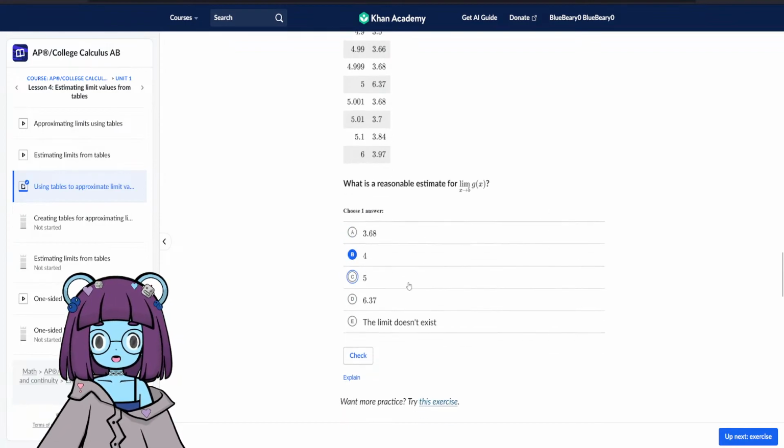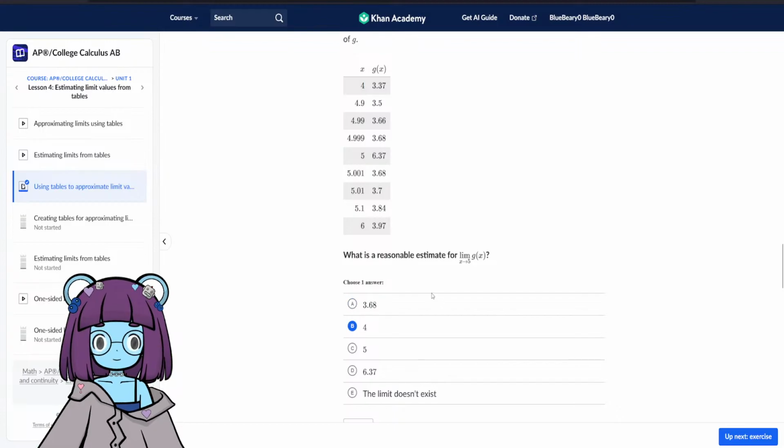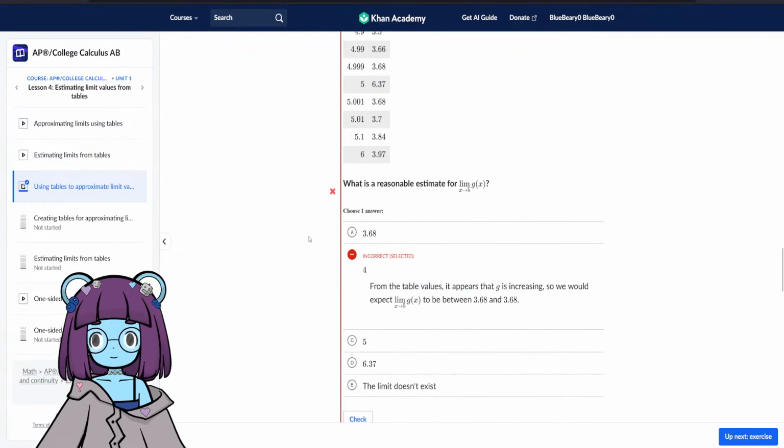I don't think it's that. I think it could be 4, because it increases. Oh, I'm gonna go with 4. I don't know if it's correct. It's incorrect. Okay.